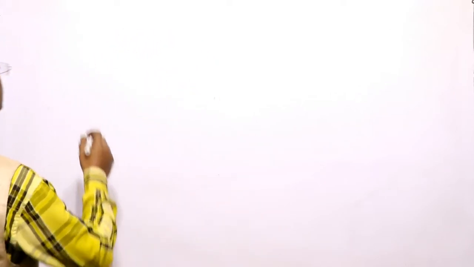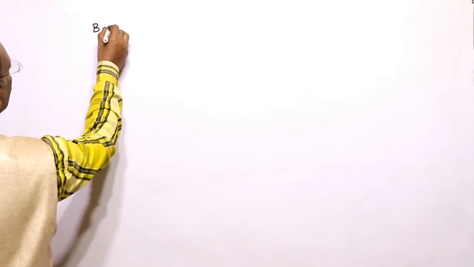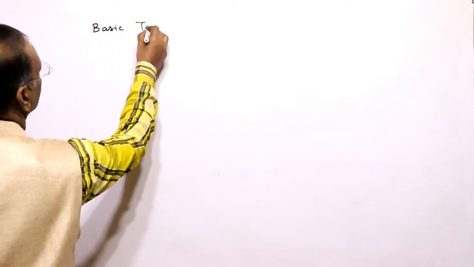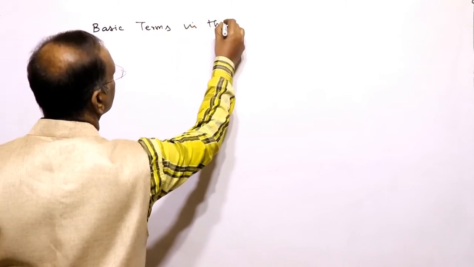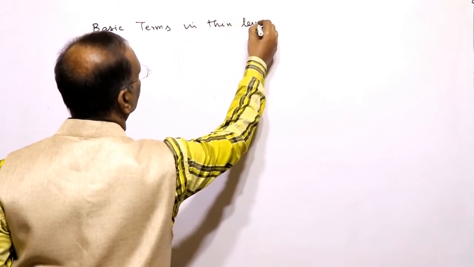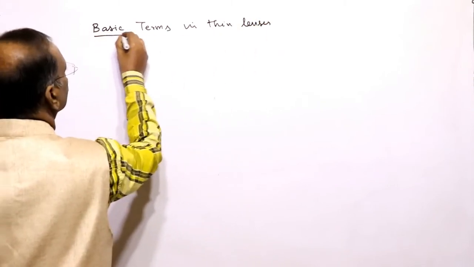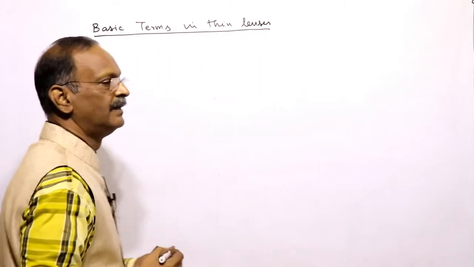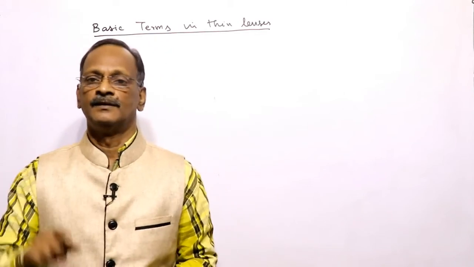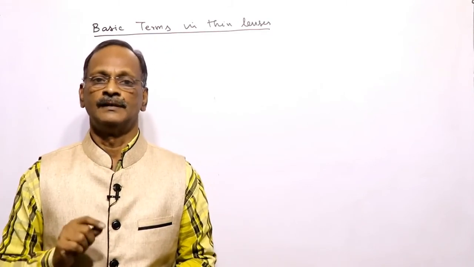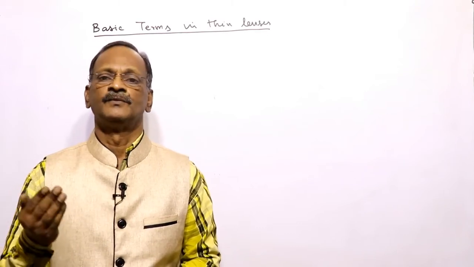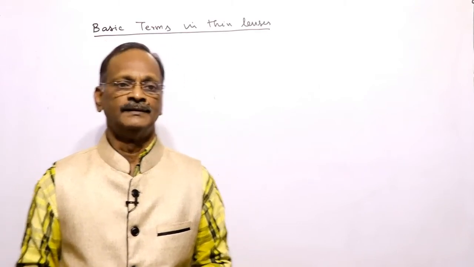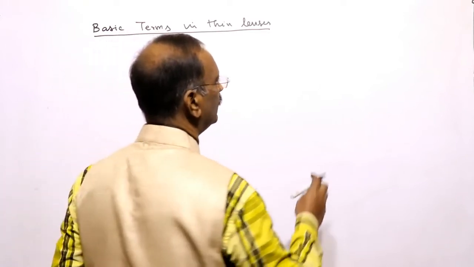Today's class we will be discussing basic terms in thin lenses. The basic terms in thin lenses are center of curvature. A lens has two surfaces, so it will have two centers of curvature and two radii of curvature. And what is the optic center? What is the radius? These are the things we are going to see.